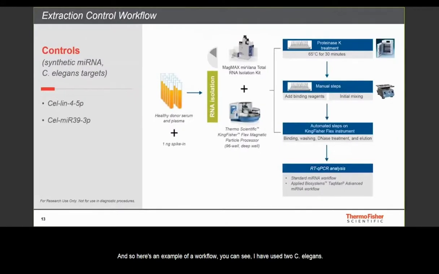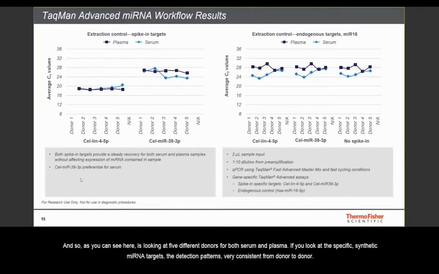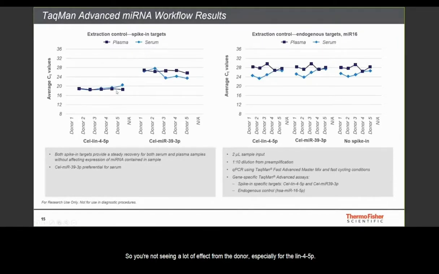And here's just an example of a workflow. You can see I've used two C. elegans microRNAs and spiked them into human serum and plasma, and then extracted them with our MagMAX mirVana kit, along with any microRNA in the sample, and then performed PCR using our TaqMan Advanced microRNA workflow. What you can see here is five different donors for both serum and plasma. If you look at the specific synthetic microRNA targets, the detection pattern is very consistent from donor to donor, so you're not seeing a lot of effect from the donor, especially for the lin-4-5p.